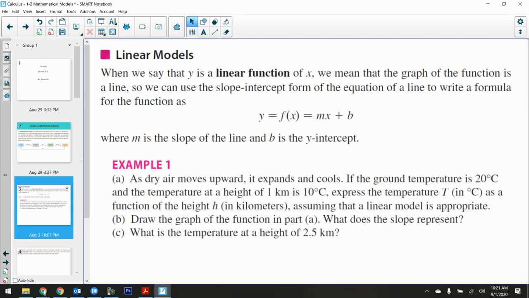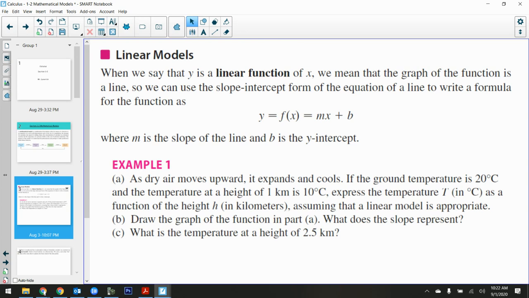Linear models. Obviously, the most basic that we could get is the linear function. I guess the most basic would probably be constant, y equals c, y equals a number. But the next one up would be linear. When we say that y is a linear function of x, we mean that the graph of the function is a line, a straight line, no curves in a linear function. So we can use the slope-intercept form of the equation to write a formula for the function as follows: y, or f of x, is equal to mx plus b. We've seen that a million times over, right? It's always best to put it into slope-intercept form because that's the most common. You can use point-slope form to put it into slope-intercept form if you really like to. That's kind of the method I like best, and I'll show that here in a second.